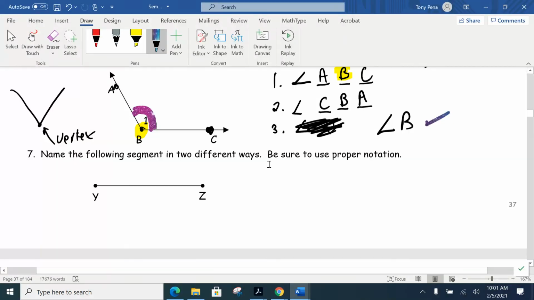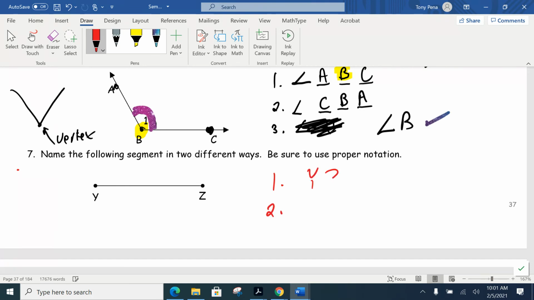Okay, good. This would be a nice one to stop with then. Name the following segments in 2 different ways, and then be sure to use proper notation. So, let me get here. The way we're going to name this are 2 different ways. Since we have segment YZ, you're going to write those 2. Y indicates one of the endpoints, Z is the other endpoint. Proper notation for this is a line segment on the top. Do not put arrows on the end of this. That means something different. It is a segment. We do not go left and right forever.